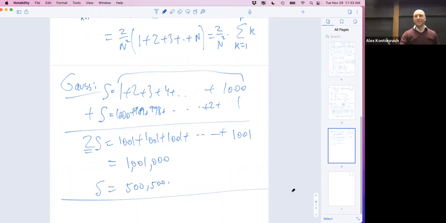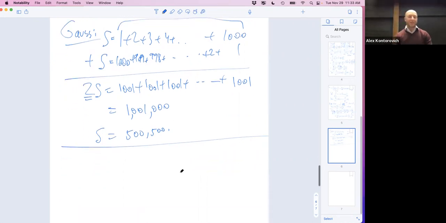Because I'm adding S and S again. I'm adding both sides. So here's S once, here's S a second time. So if I add that, that's twice the sum, whatever the sum is. Each term is 1,001, and there's 1,000 of them. So I've got to divide it by 2. Everybody see that?